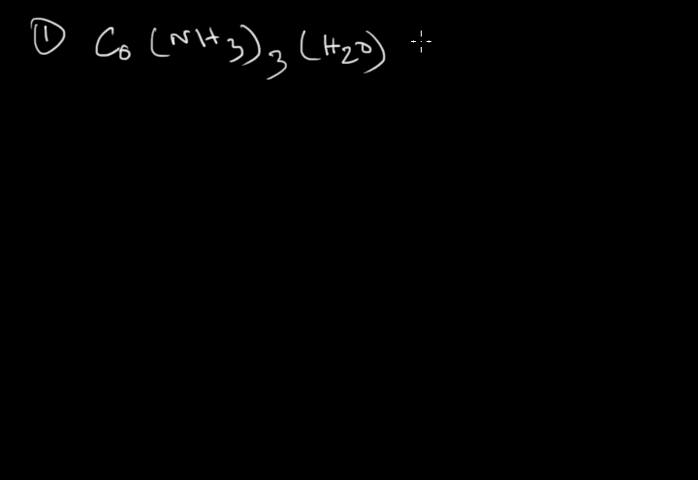Now let us apply these rules to name a compound. Let us take an example. Example 1. A complex has the formula Co, meaning cobalt, (NH3)3 (H2O)2 Cl, the bracket is closed, and outside the bracket Br2 is there.